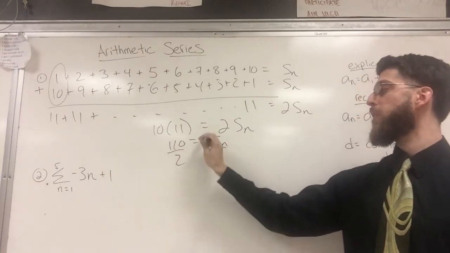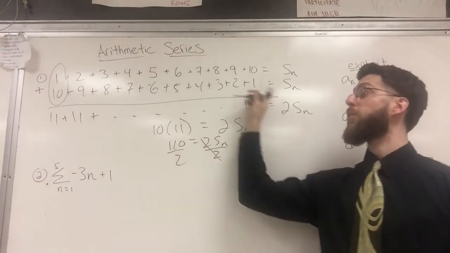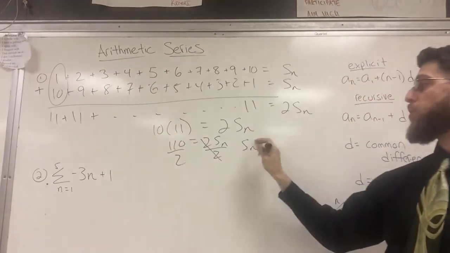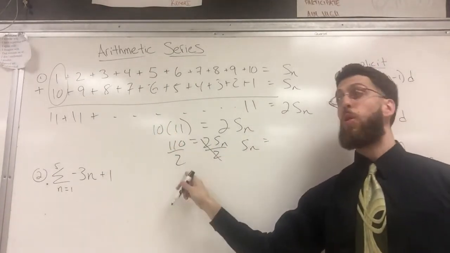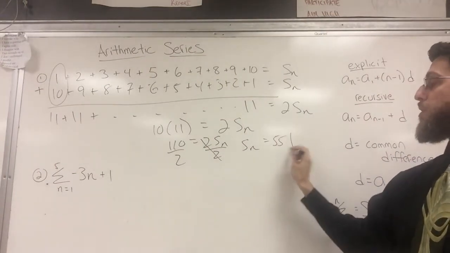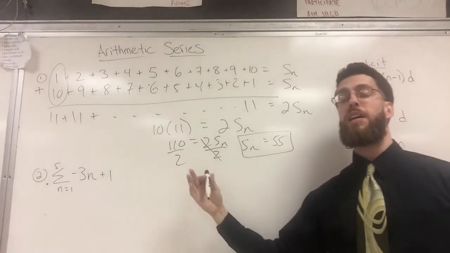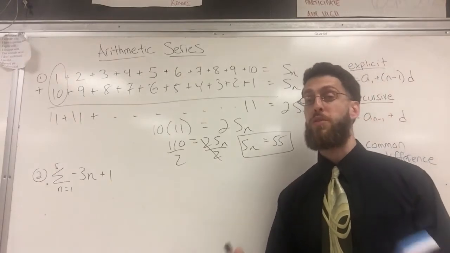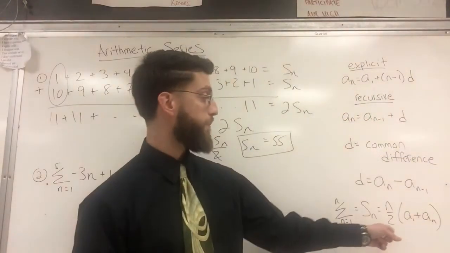Divide by 2 on both sides, and my sum, the sum of the original list of numbers, is equal to half of this, which I hope is 55. Is it not? I sure hope it is. Alright? And I just did this the long way just to explain the formula. There's a formula here. It's right here.